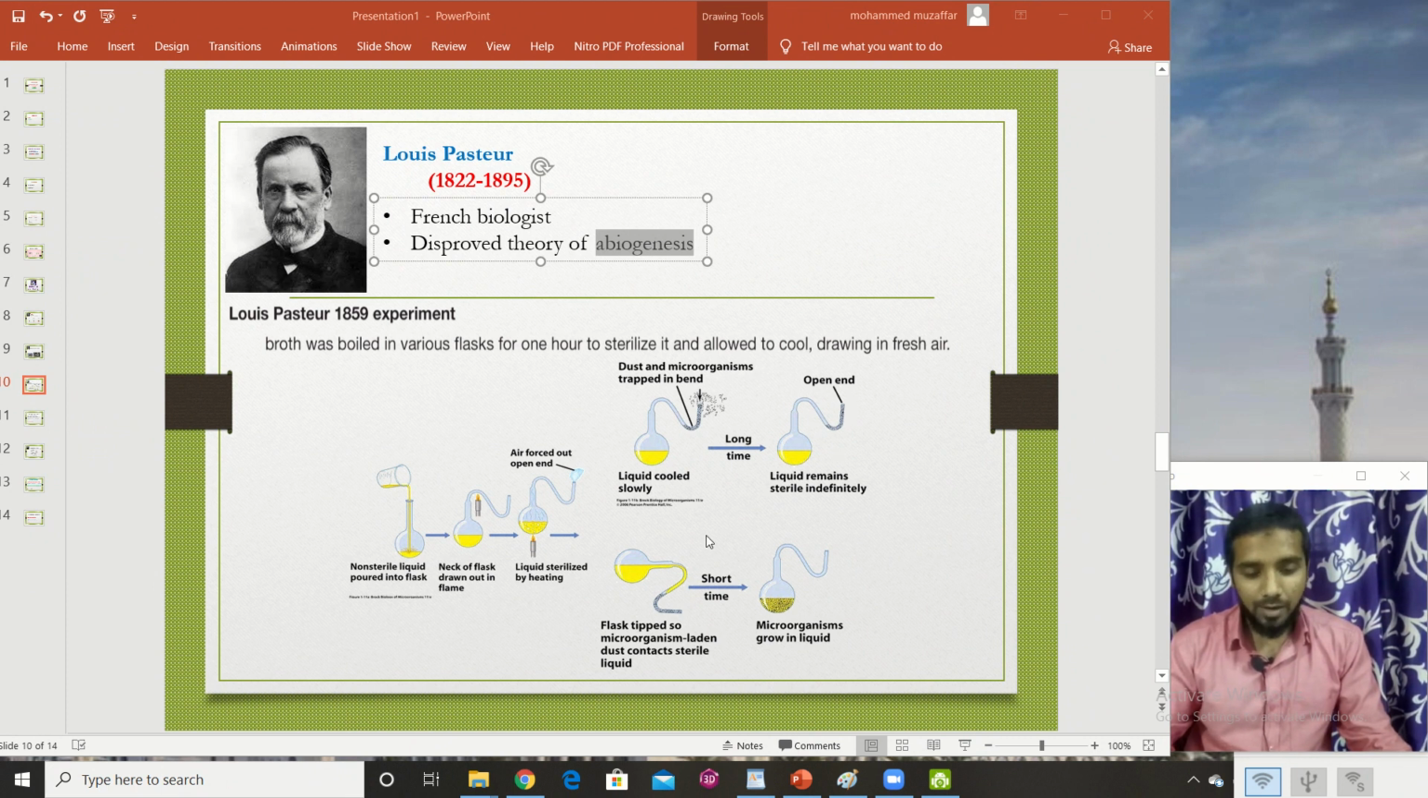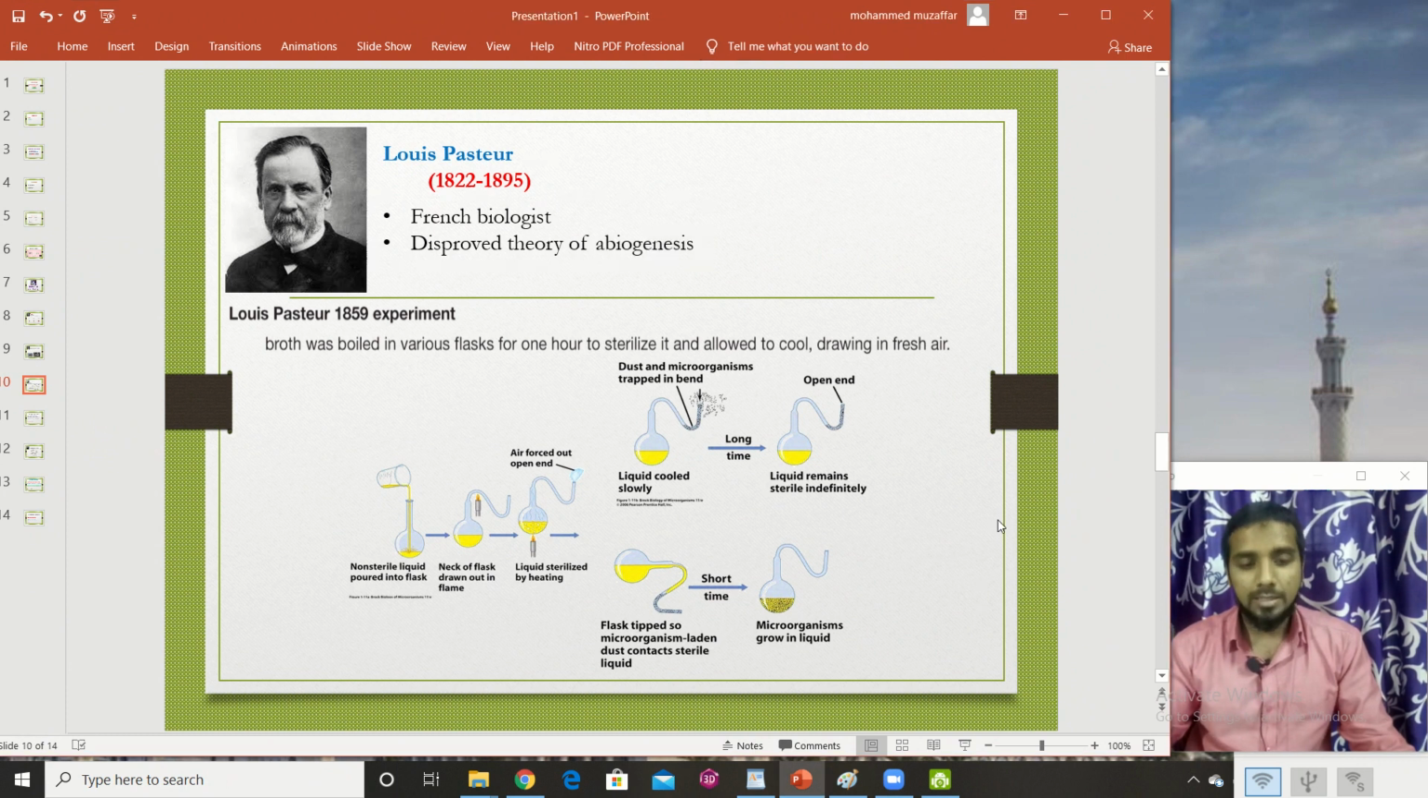Now the same flask, he put it in a tilted or inclined position and allowed the nutrient medium to come here, and after some time he was able to see that the whole solution was turbid, which means the entire nutrient medium was contaminated by microorganisms. By this he said that a nutrient medium will be contaminated only when it is exposed to air that has microorganisms in it, and he also proved by this that air contains microorganisms. This was his theory of biogenesis, which disproves the theory of abiogenesis.